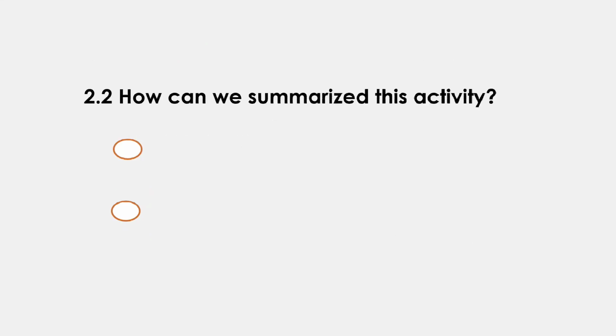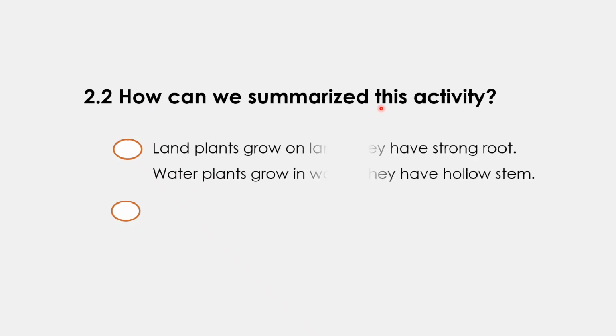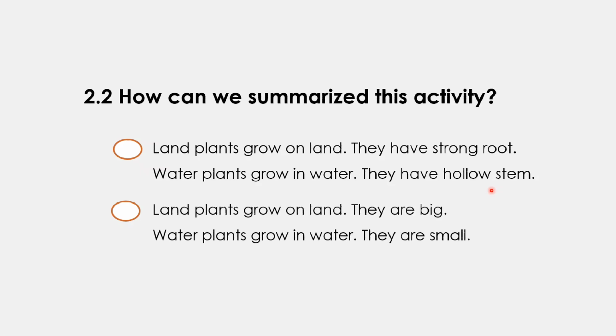Okay, we're still in number 2. We have 2.2. So how can we summarize this activity? First choice: land plants grow on land. Is it correct? Yes, it's correct. They have a strong root. Is it correct? Yes. Water plants grow in the water. Is it correct? Yes. They have a hollow stem. Is it correct? Yes. How about the second choices?